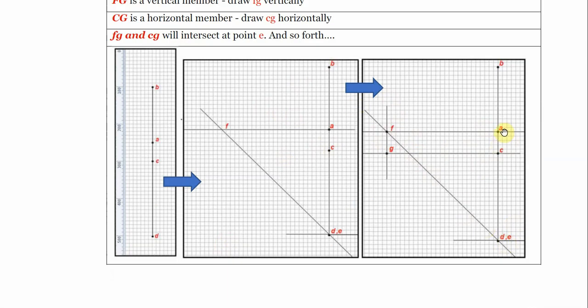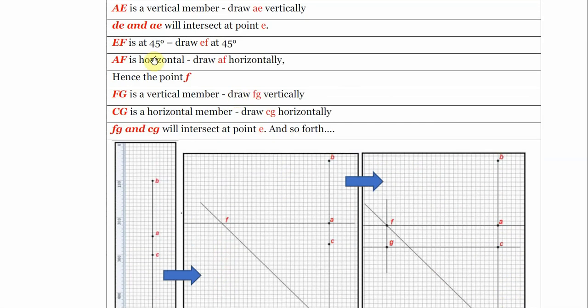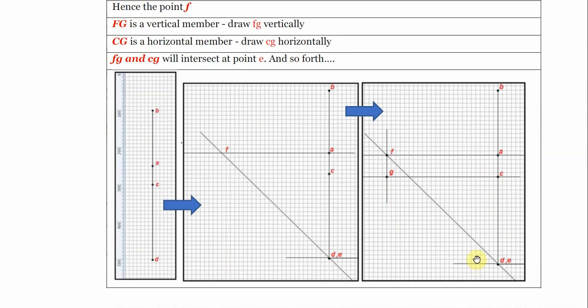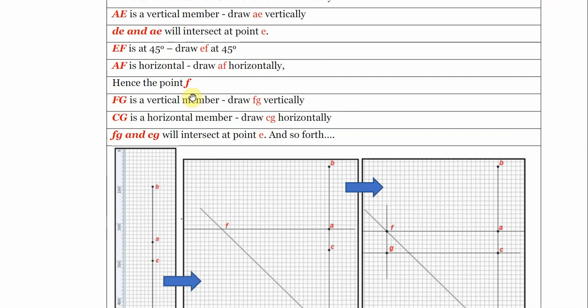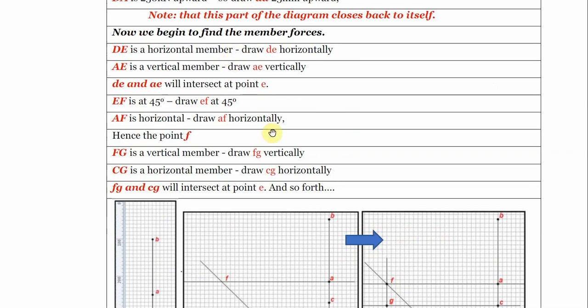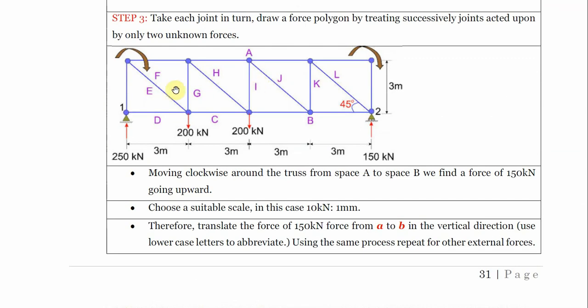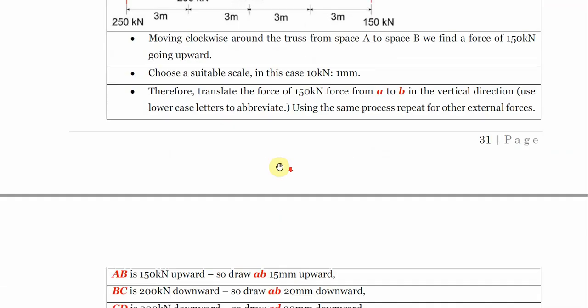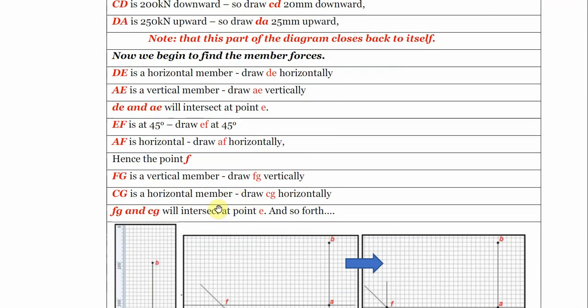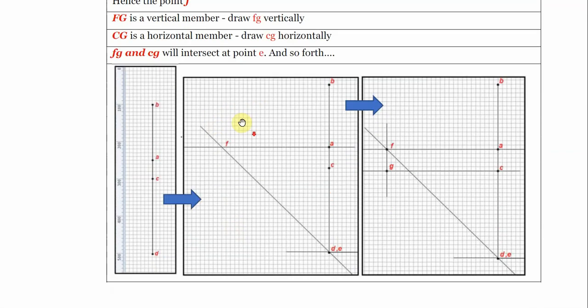Now it is going to touch a point on AF where we have drawn our horizontal distance. Wherever they meet, that's the point. FG is just down from F, FG is vertical, drawn downward. Now let's take for example G to H, which is at 45 degrees also, we draw it. The same thing we do for every member.